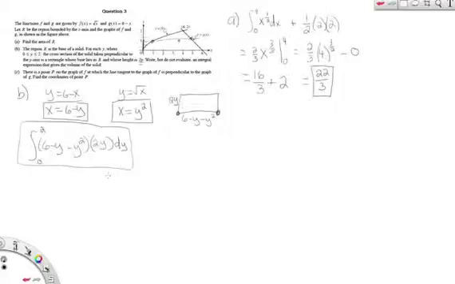Part C. There's a point P on the graph of f at which the line tangent to the graph of f is perpendicular to the graph of g. So if I'm perpendicular to g, I need the slope of g, which is simply going to be down 2 over 2. So the slope of g is -1. Perpendicular to g of x would be a slope of 1.